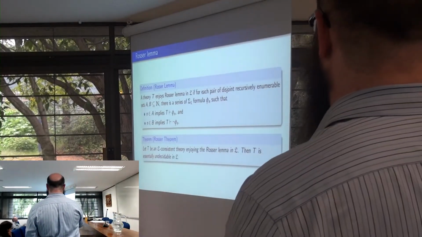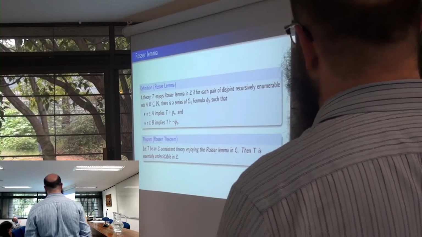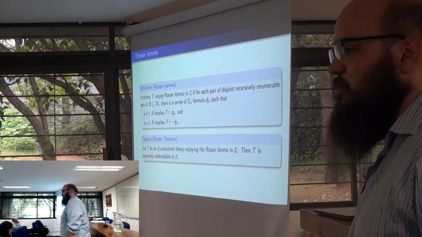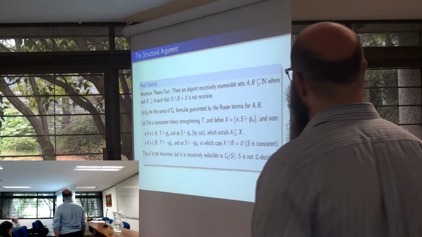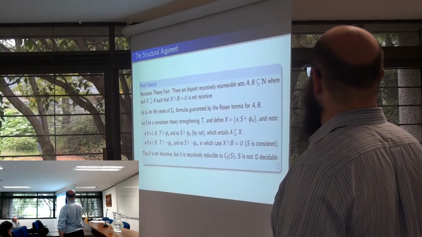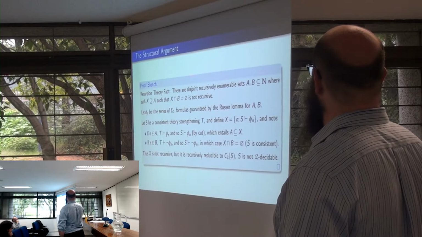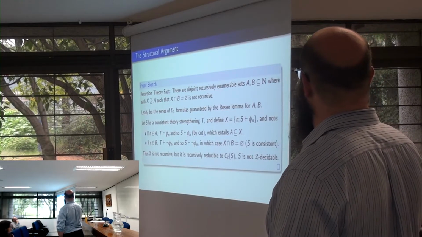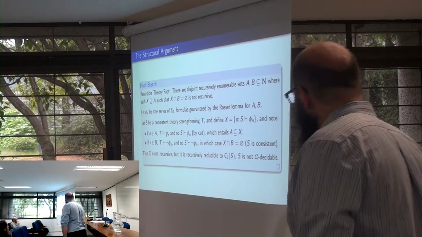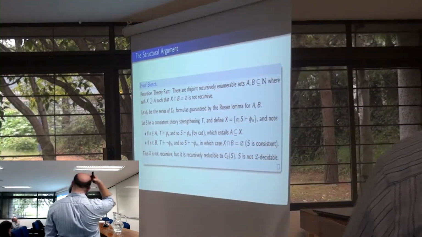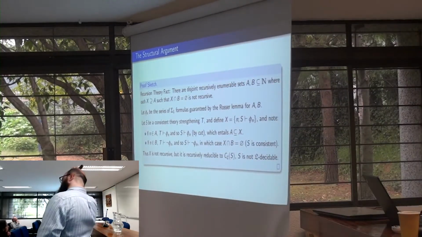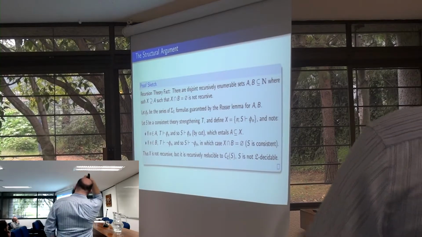Let T be an L-consistent theory enjoying the Rosser lemma. Then T is essentially undecidable in L. And that argument is very straightforward. We just import the fact that we have some disjoint recursively enumerable sets where any extension of A, which is disjoint with B, can't be recursive. So in particular, A is not.